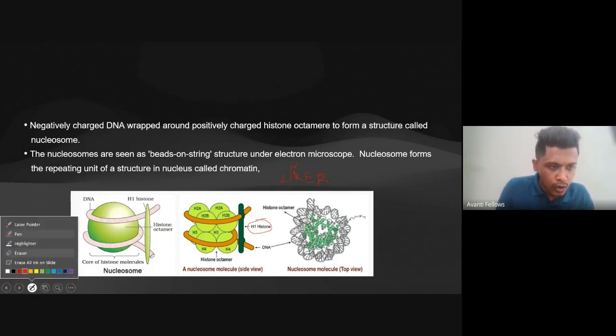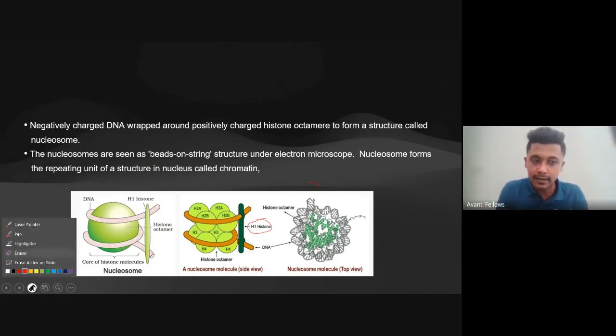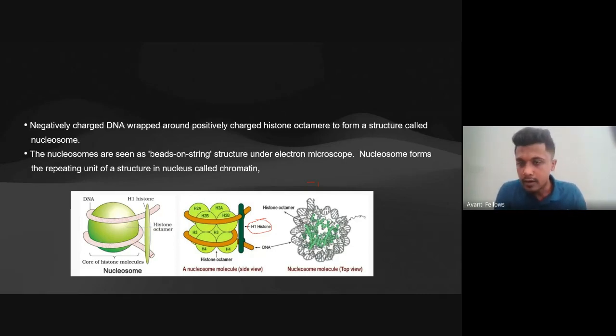Anyways, so now the H1 histone is called the linker histone, and the DNA that extends from one histone octamer to the other histone octamer is called the linker DNA. All right, did you understand this? Are you able to follow me? First of all, that is very, very important. Are you able to understand?